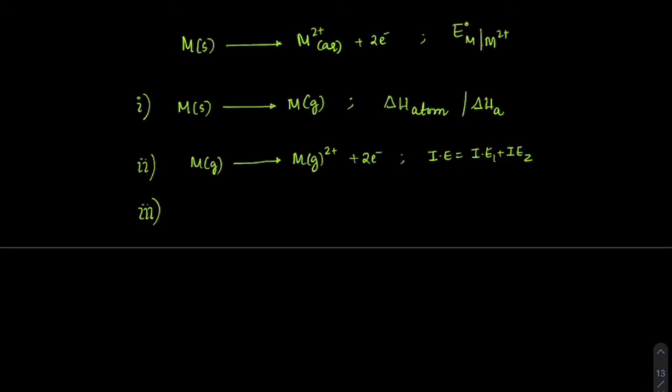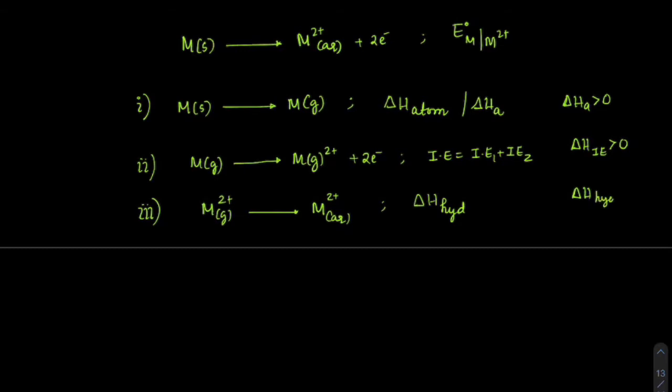Next, if this gaseous ion converts into an aqueous ion, the amount of energy released is called hydration energy. What you would observe here is that for delta H atomization, energy is required, so it is positive. Here also ionization energy is required, which is positive. Delta H hydration is released energy, so it is negative.